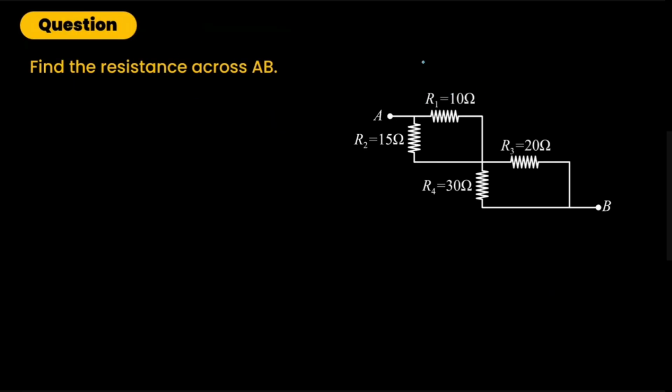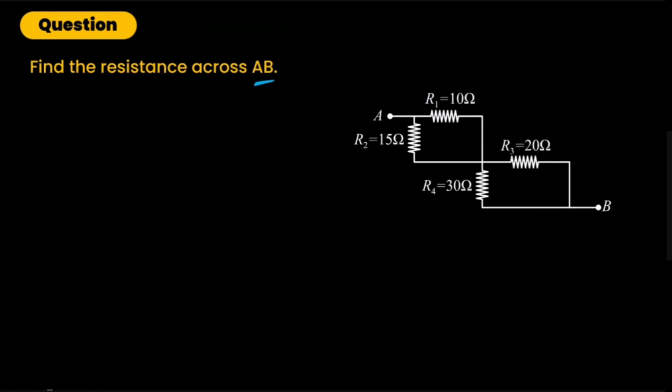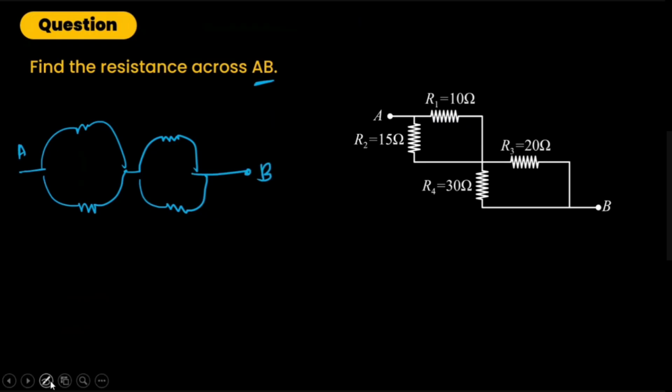Again, you have to find the resistance across AB. So you have to solve the circuit. This is how I can draw this circuit again. This is B, this is A. These are the resistors, which are of 10 ohm, 15 ohm, 20 ohm, and 30 ohm.